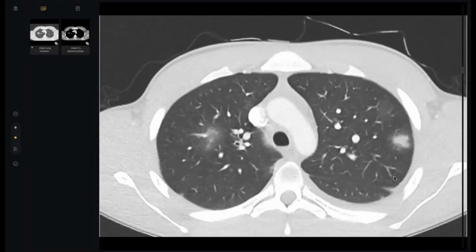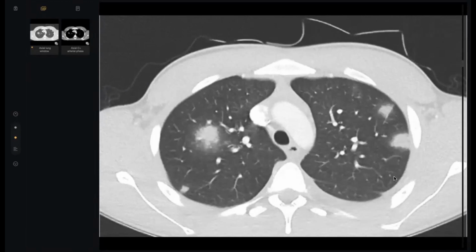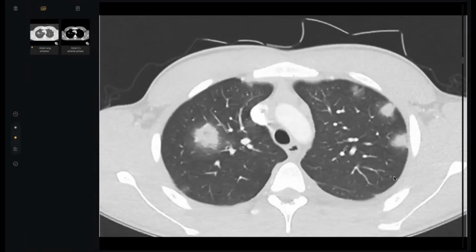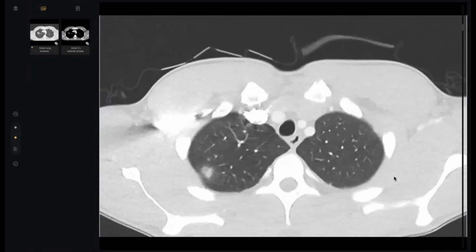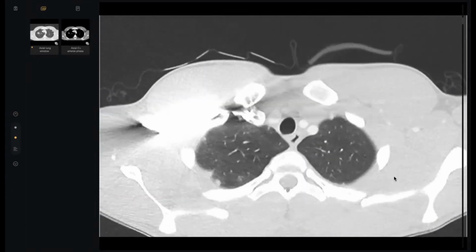What is your next step? My next step for this patient, I will see if the patient is a drug abuser or not. Excellent. Second, I want to do echo to rule out any infective endocarditis. Excellent. Third, what is the first line of treatment?